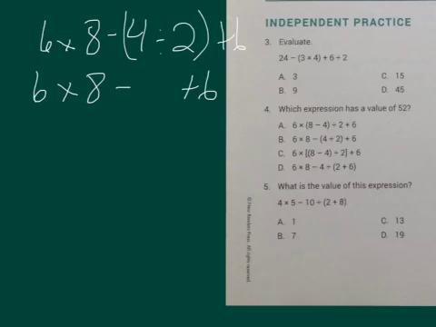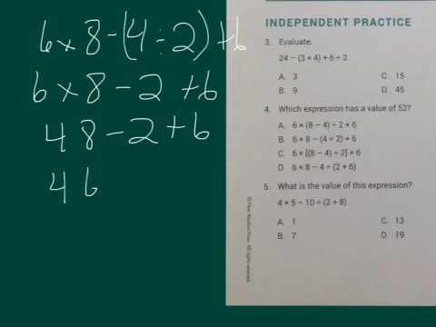Okay, so we're going to say 8 divided by 4 is going to give us 2. So then we're going to go ahead and multiply. 6 times 8 is 48. That is 48 minus 2 plus 6. So then we're just going to go ahead and subtract. 48 minus 2 is going to give us 46. We're going to say plus 6, and that's going to give us 52. So right there, B is our answer. No need to work C and D because we know our answer is B.